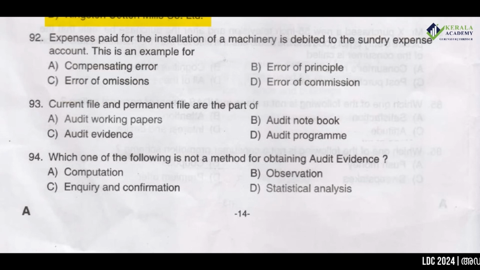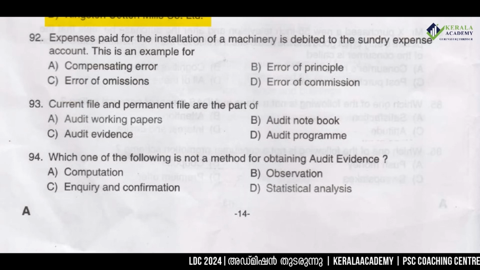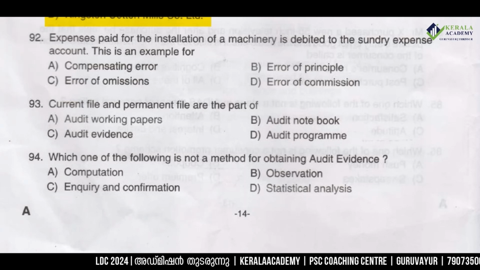Expenses paid for the installation of a company is debited to the sundry expenses account. This is an example for compensating error, error of principal, error of omission, error of commission. Correct answer option B, error of principal.